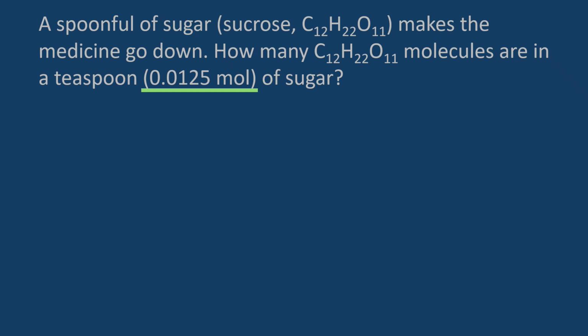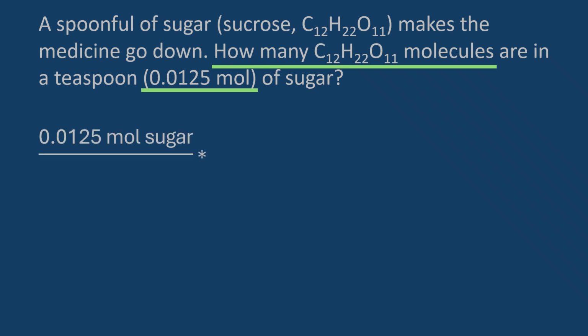Identify your given quantity. Then, figure out what you're asked to find, which is molecules of sugar. Then, determine what you need to get from point A to point B. This again is Avogadro's number. Our calculation will start with the given quantity, or 0.0125 moles of sugar.